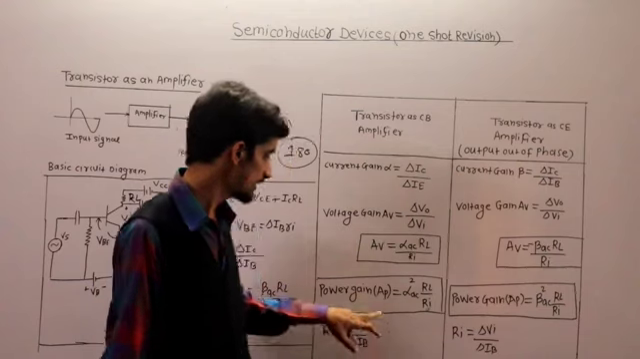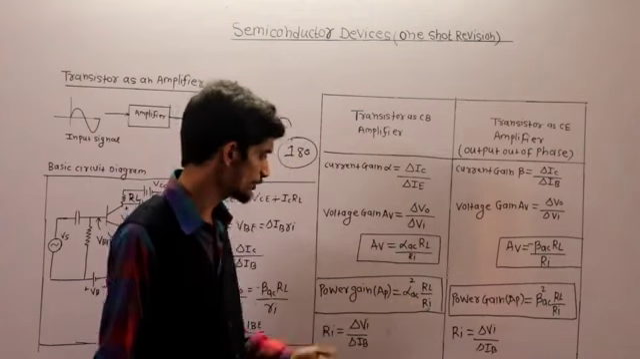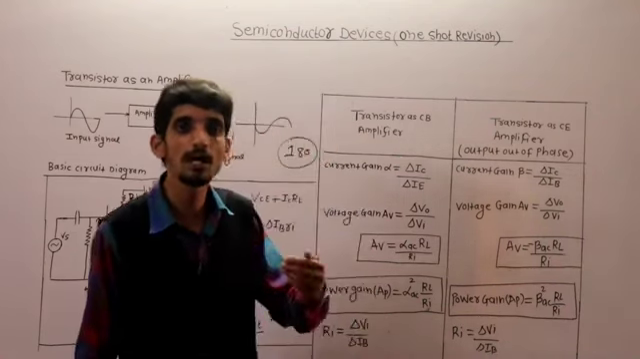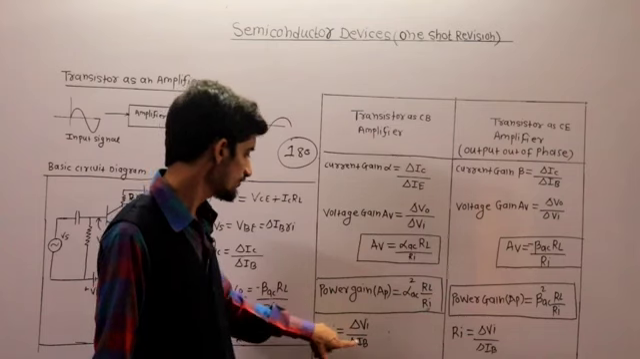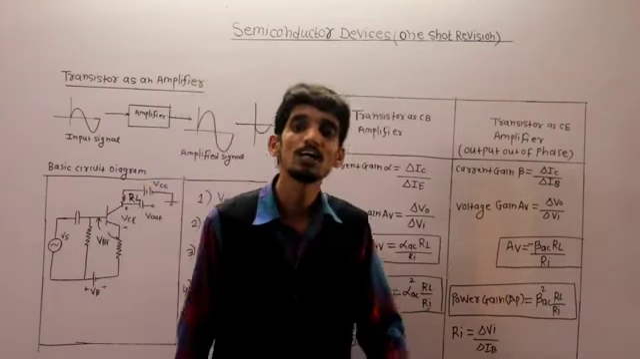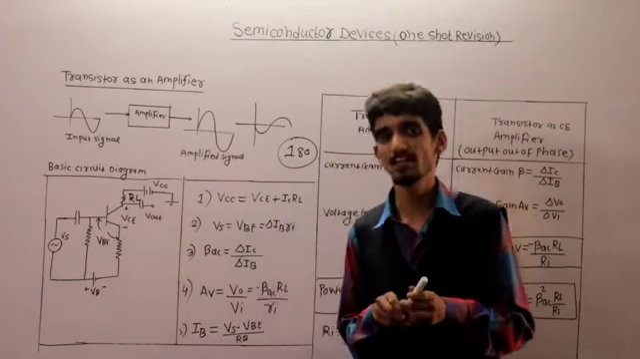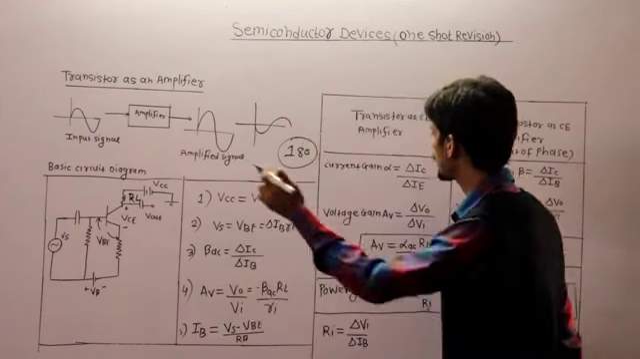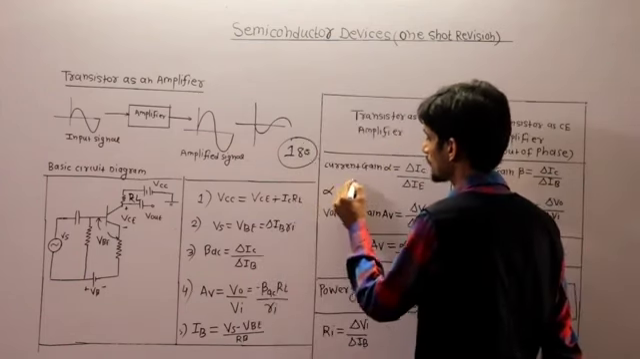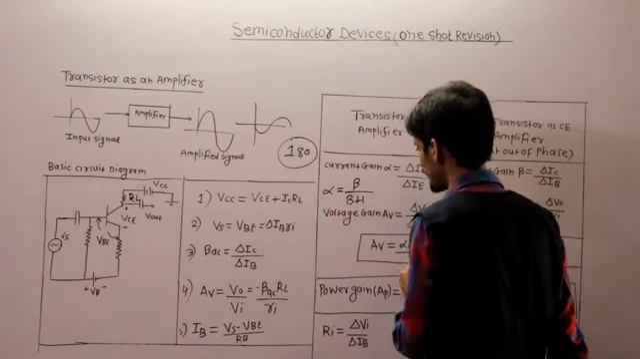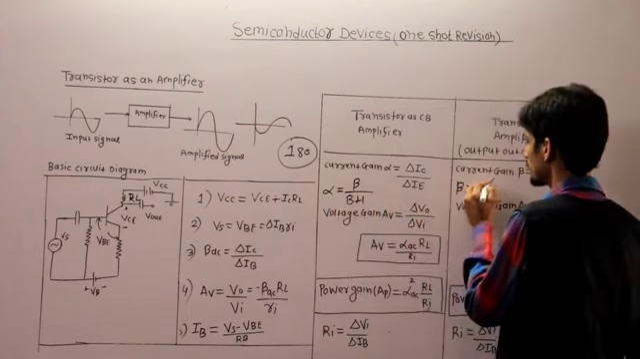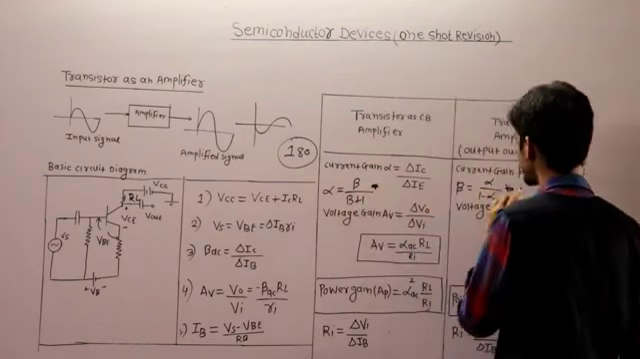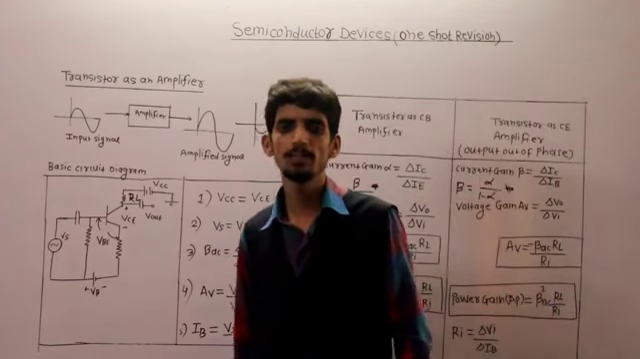Next is power gain. Power gain is alpha AC square RL by RI in common base. In common emitter, it is beta square RL by RI, and RI is equal to delta VI by delta IB. These are important facts that you have to remember for the transistor as an amplifier. Also, one of the important relations that you should know: alpha is equal to beta upon beta plus 1, and beta is equal to alpha upon 1 minus alpha. These are the two important relations.